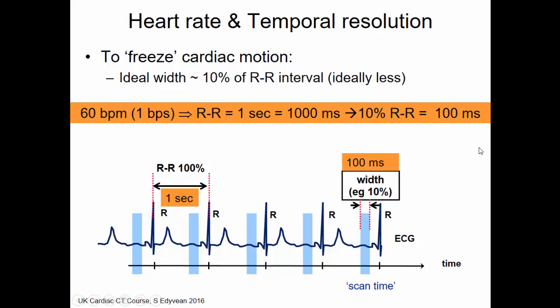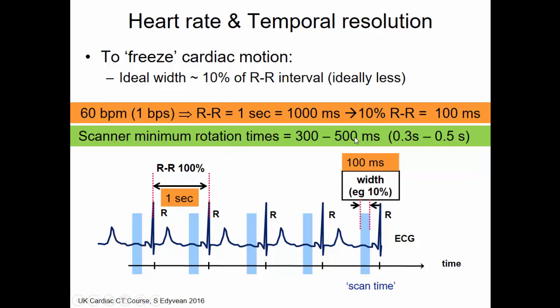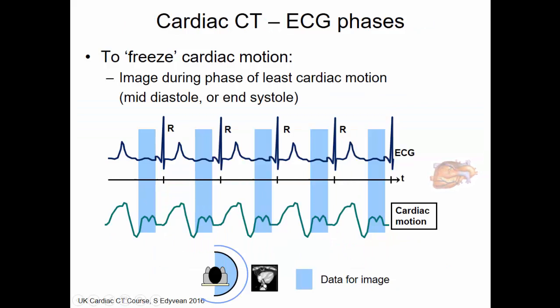So if we start off from that, and we look at the scanner minimum rotation times, we know that we're already far off. Our rotation times are too long for us to be able to do a quick snapshot of 100 milliseconds. We want to freeze the cardiac motion in the phase of least cardiac motion, which is generally mid-diastole or end-systole.